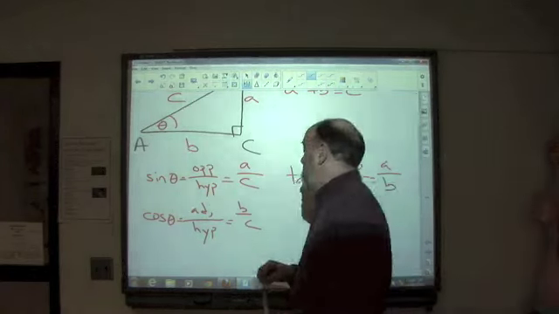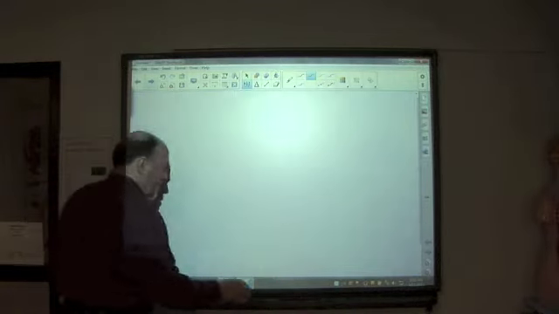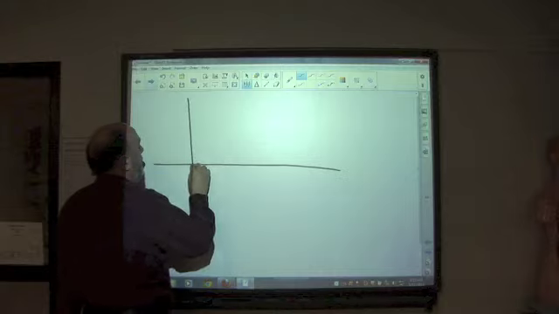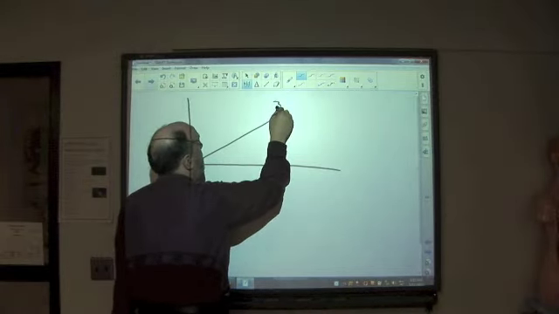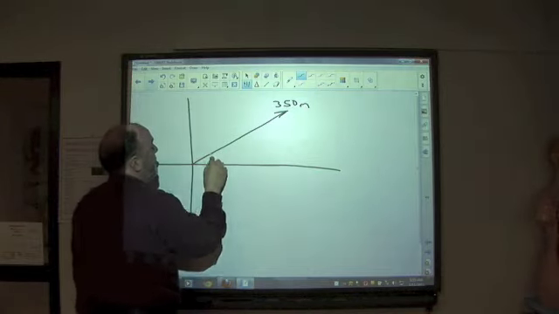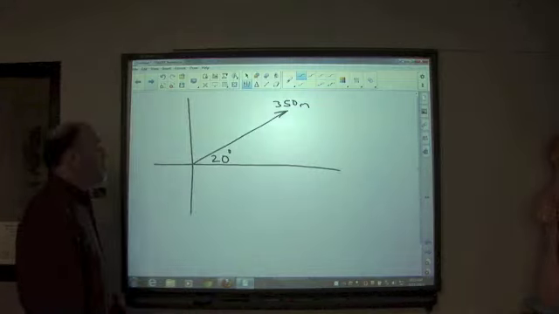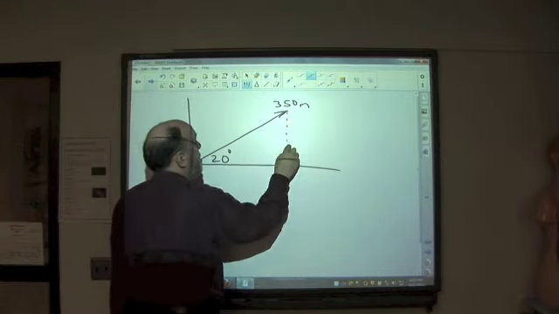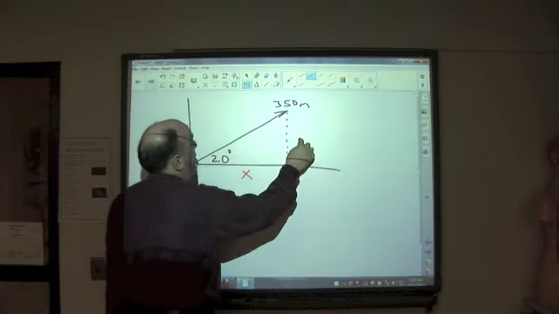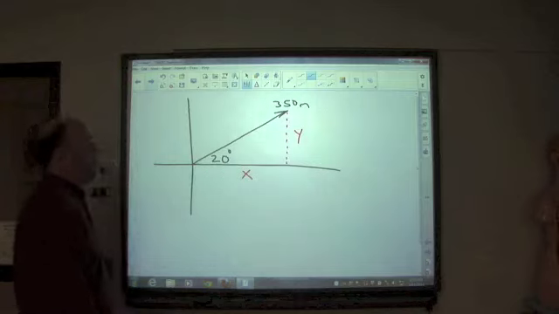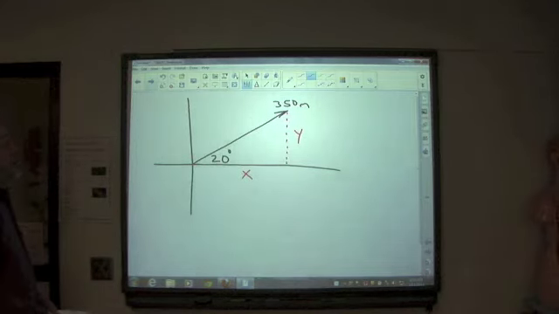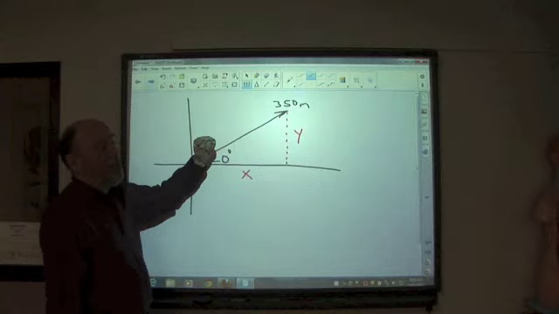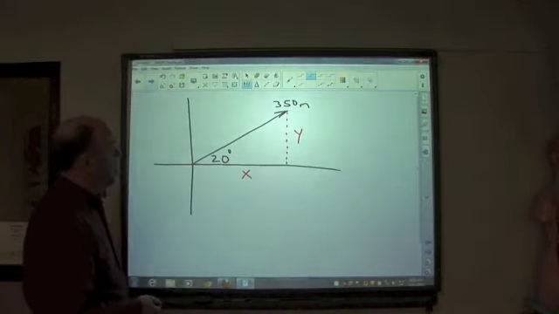So, for example, how does this work? Let's say I have this: we go 350 meters at a 20-degree angle, and I want to know how far in the x direction and how far in the y direction. So I want to find x and y. Let's start by finding x. Here's my angle. This is the adjacent side, and this is the hypotenuse, so that is our cosine function.